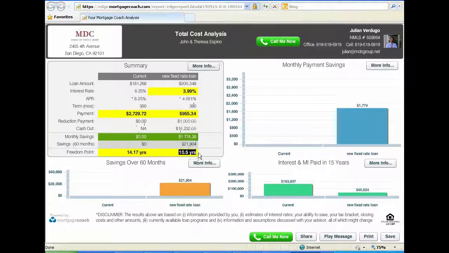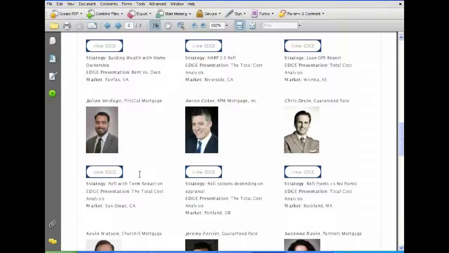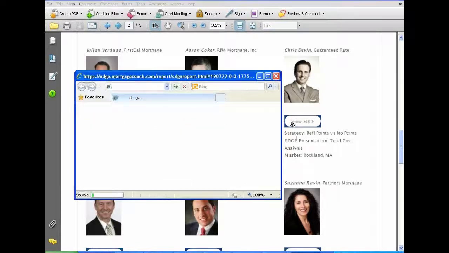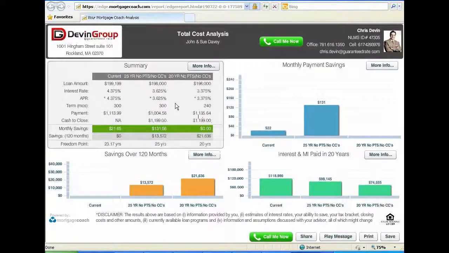And this is where people said, well, why would I want to get cash out? It's going to only extend my term of repayment. So you can use that for here too. And let me show you the other one, which is the points versus no points. So on this one, no points, no closing costs.